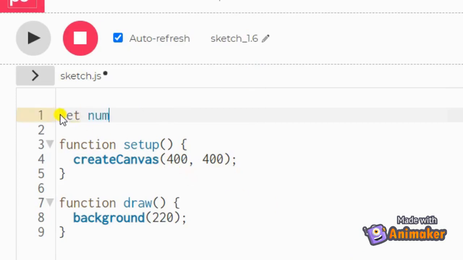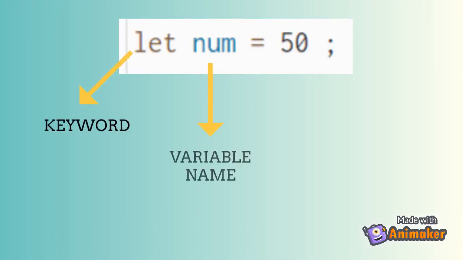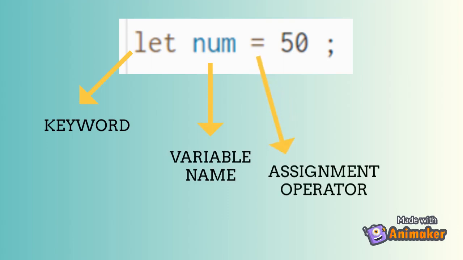Let num equals 50 and a semicolon. So we have declared a variable. Let is the keyword, num is the variable name, and equals over here is the assignment operator. And 50 is the value which is stored in the memory location, which we have named as num.